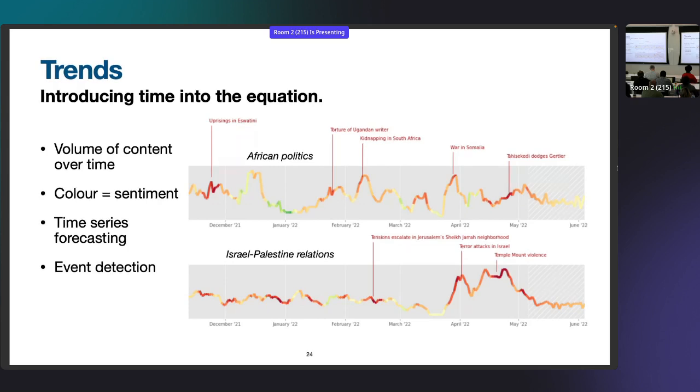And then event detection as well, with the event titles assigned by generative AI.